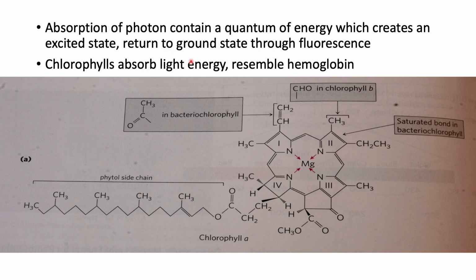The chlorophylls absorb light energy, and they resemble hemoglobin. So chlorophyll A is shown here. There's a phytol side chain right here. This is chlorophyll B for this moiety right here. This is chlorophyll A right there, phytol side chain. There's a saturated bond in the bacterial chlorophyll at this point, and bacterial chlorophyll has a difference. Instead of an alkene linkage, you get this structure instead.